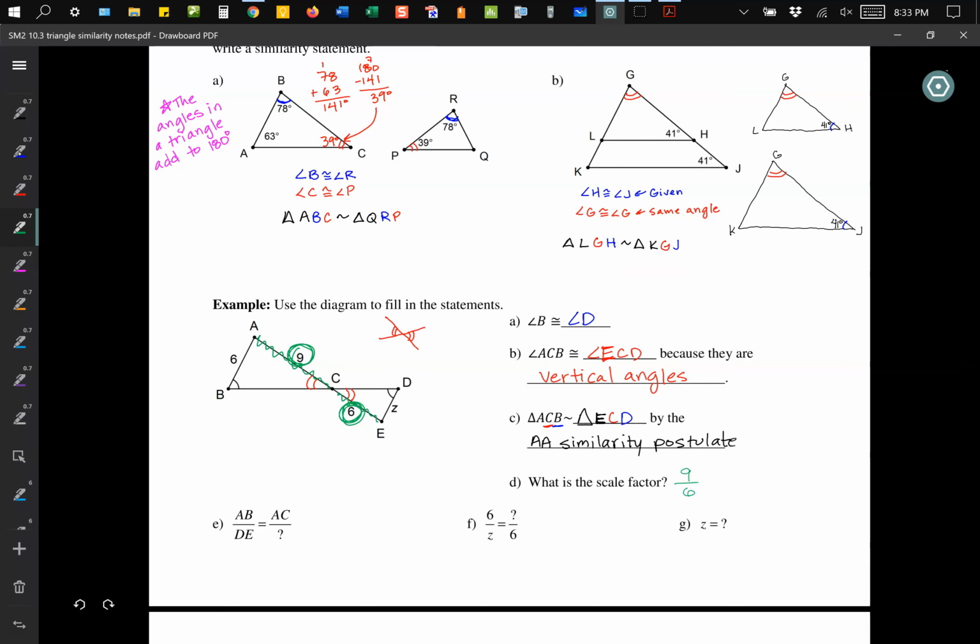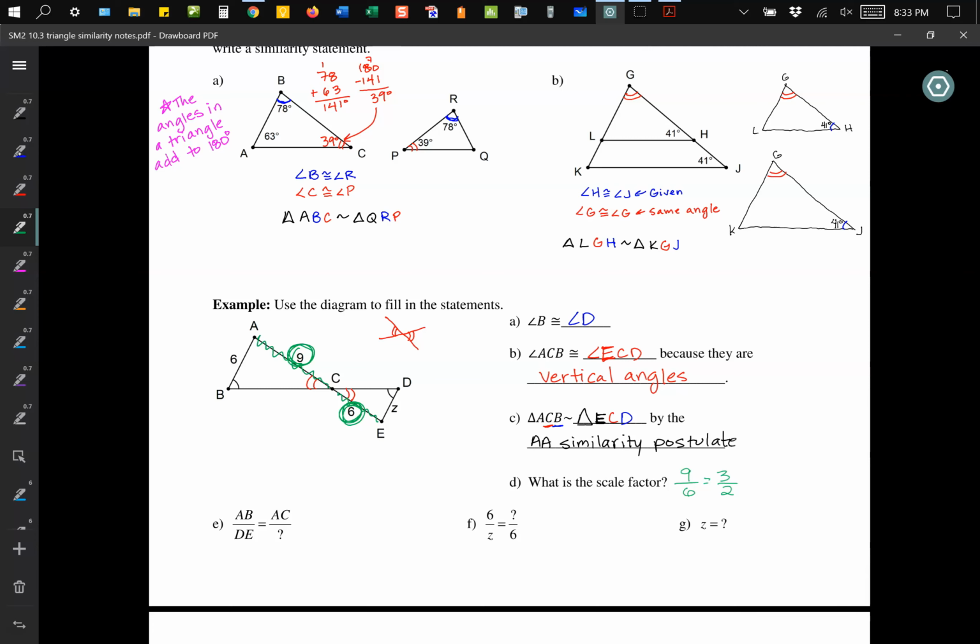9 over 6 equals 3/2. So what that means is that all of the sides in triangle ABC are 3/2 or 1.5 times as long as the sides in triangle ECD. So if I want to know a side in triangle ABC, I could take the side over here and multiply by 1.5. Or if I want to know a side over here, I could divide the matching side by 1.5. Or I can set up a proportion problem.